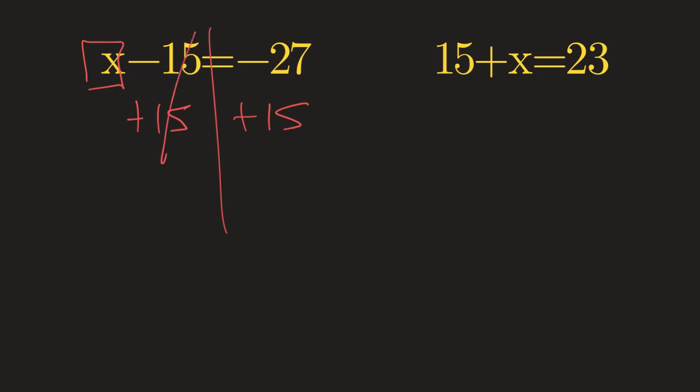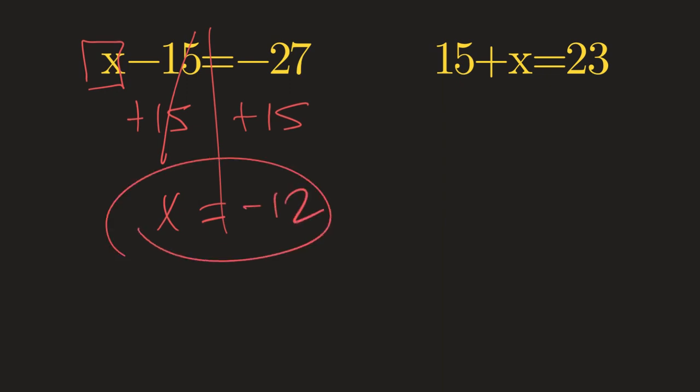Add 15. The 15s cancel on the left. They eliminate each other. You are left with x equals. Okay, good. Negative 27 plus 15, different signs. Subtract. Take the sign of the larger number. And you are correct. That should be a negative 12. Negative 12. Oh, I see.